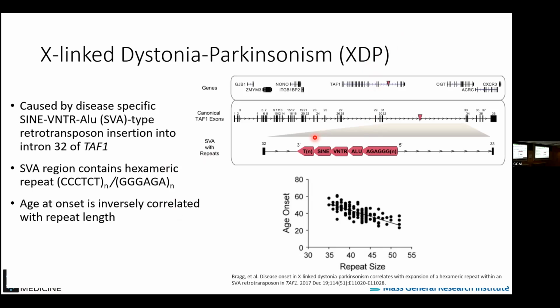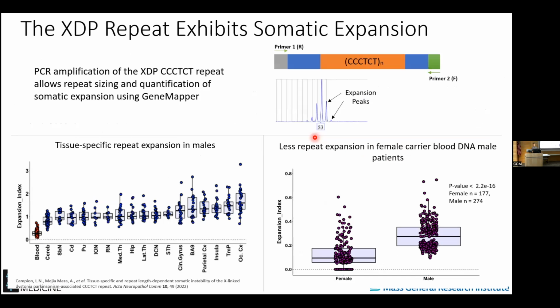And this SVA region, as I mentioned, contains this hexanucleotide repeat of CCCTCT. And the age of onset, based on a study done by Bragg et al. in 2017, was found to be inversely correlated with the repeat length in individuals, meaning the longer the repeat, the earlier the disease age of onset tends to be. And so how do we measure how long a repeat is in an individual?